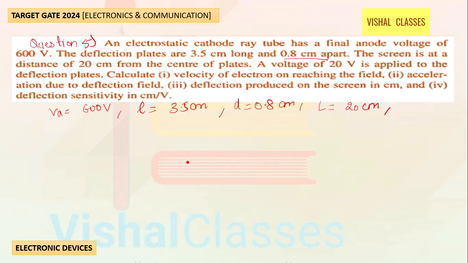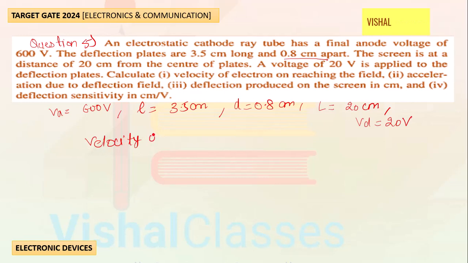Next, a voltage of 20 volt is applied to the deflection plates. Deflecting voltage is given, 20 volt. What is it asking about? Velocity of electron on reaching the field.